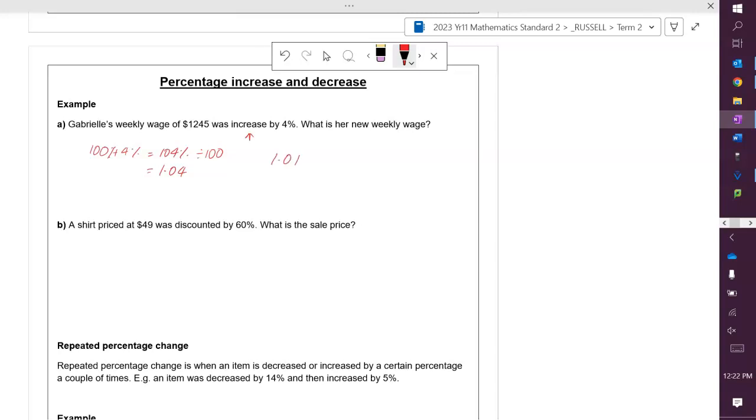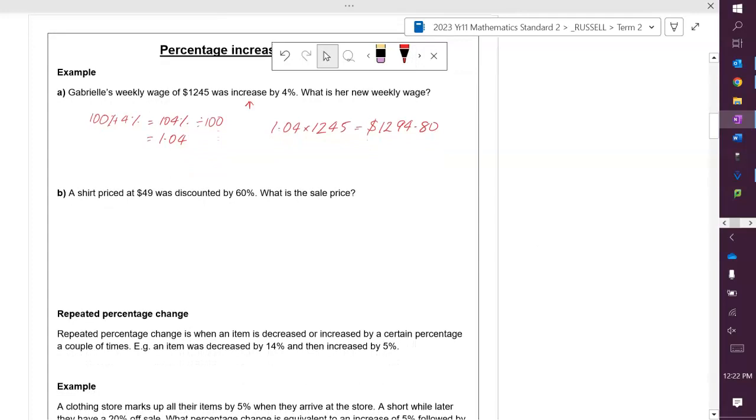So it's 1.04 times $1,245, and that will tell us her new weekly wage is $1,294.80. So instead of finding what 4% was and then adding it on, we can do that all in one step. The next question says a shirt priced at $49 was discounted by 60%, and what was the sale price?